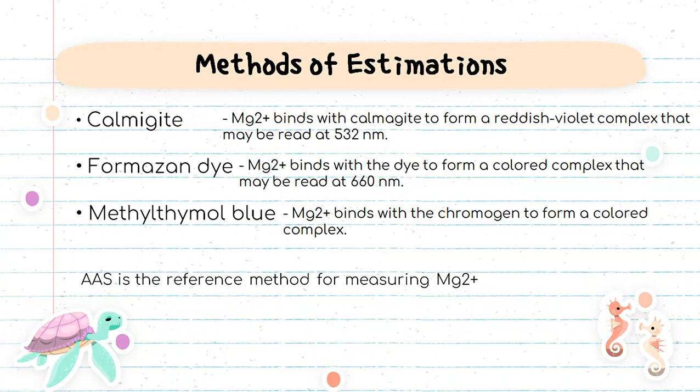Methods of estimation. Calmagite: magnesium binds with calmagite to form a reddish-violet complex that may be read at 532 nanometers. Formazan dye: magnesium binds with the dye to form a colored complex that may be read at 660 nanometers. And methylthymol blue: magnesium binds with a chromogen to form a colored complex. The reference method for measuring magnesium is atomic absorption spectroscopy.